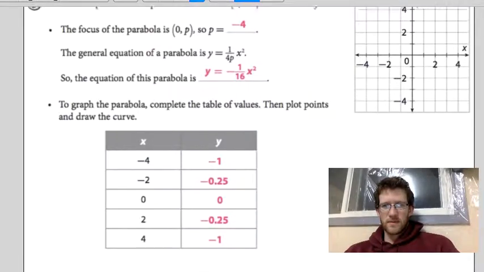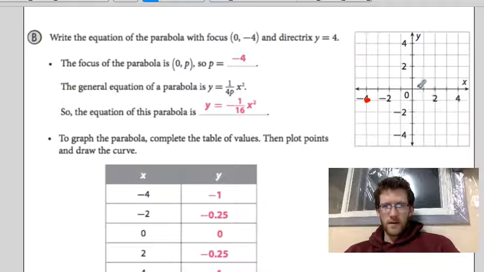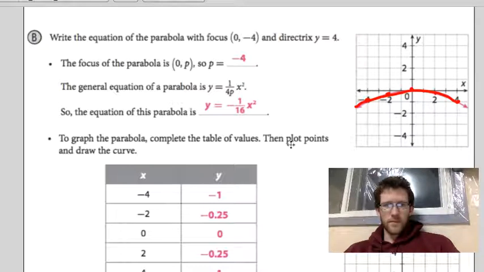And this makes sense when we graph it. We can check ourselves. We can go to -4, -1; -2, -1/4; 0, 0; 2, -1/4; and 4, -1. Gives us this shallow little arc here. And we can see if we're close. Yeah, we're pretty close.